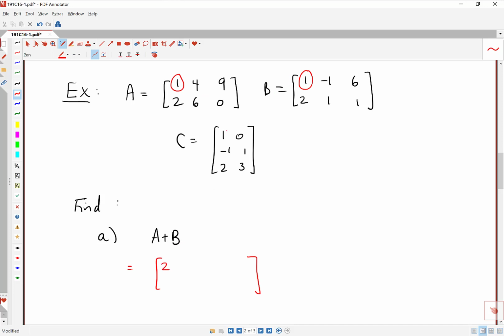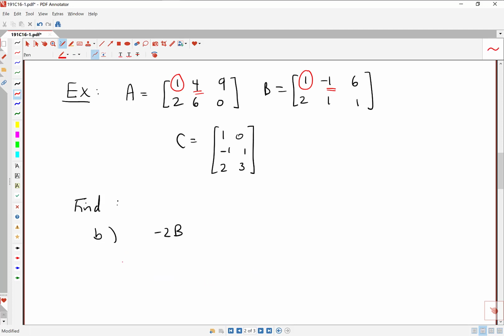So 1 plus 1 is 2. Then you'd move to the next position here. So the entry in the top row, middle column, 4 and -1, add those together. That gives you 3. And so what you can imagine is you could imagine the matrix A just sliding right on top of matrix B, and then you'd just be adding together the entries that would land on top of each other. So the 9 and the 6 would get added, get 15. And then for the bottom row, you'd go 2 plus 2 is 4. 6 plus 1 is 7, and then 0 plus 1 is 1. So that's what it means to add 2 matrices together.